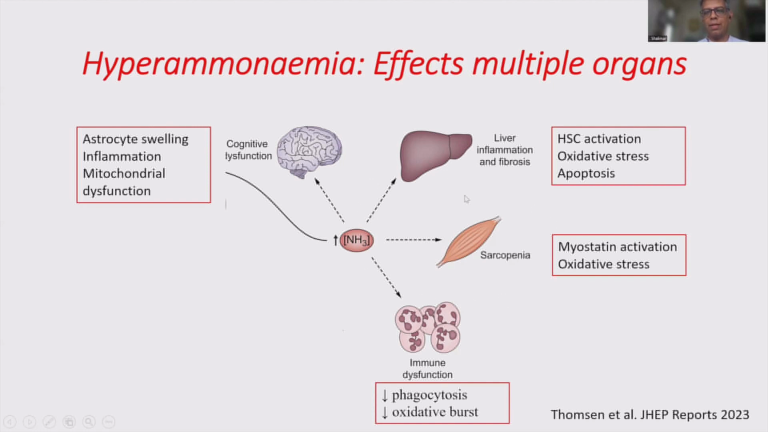In the muscle, there is activation of myostatin and oxidative stress by these elevated ammonia levels, which in turn leads to sarcopenia. Apart from these effects, the ammonia levels also have an effect on the immune dysfunction. It leads to a reduction of phagocytosis and oxidative stress, thereby predisposing an individual with liver failure who's got hyperammonemia to more infections, and infections are commonly seen in patients with acute or chronic liver failure.